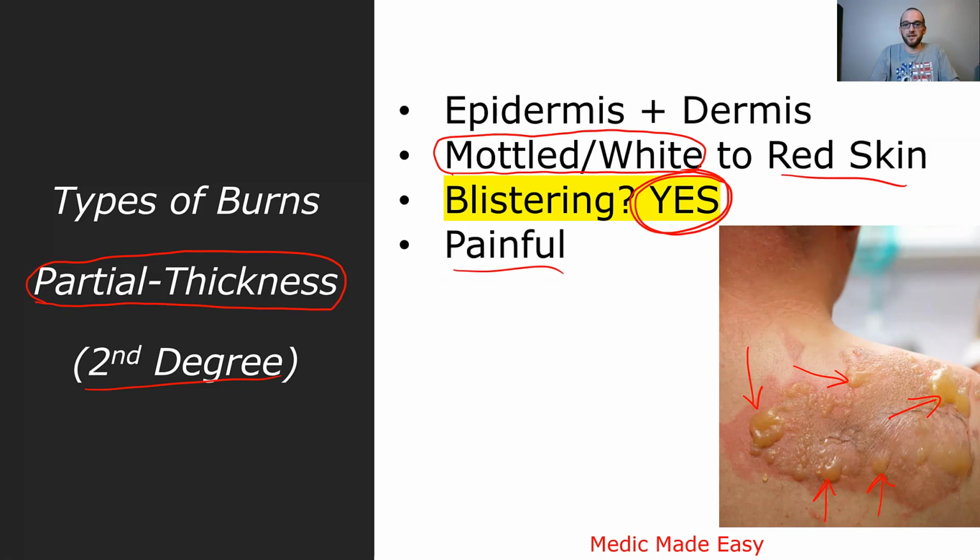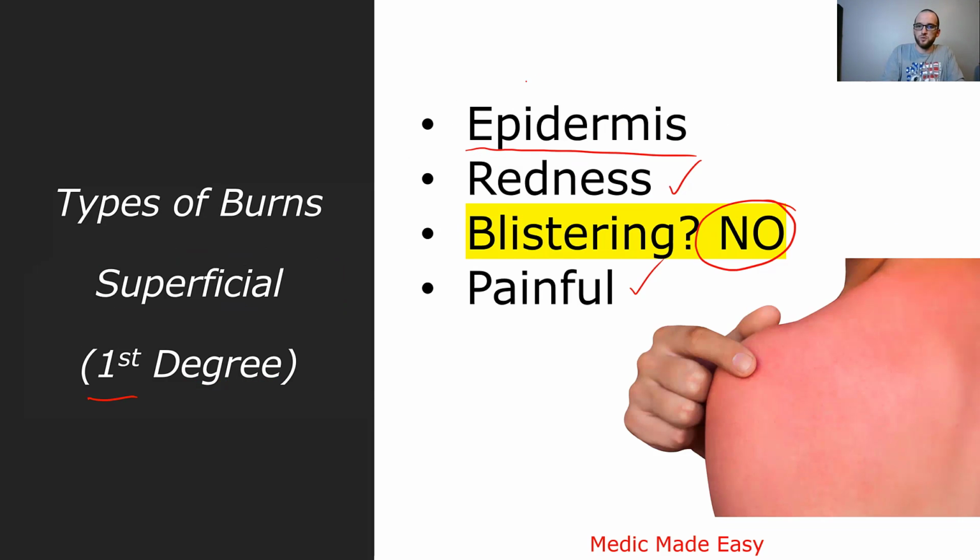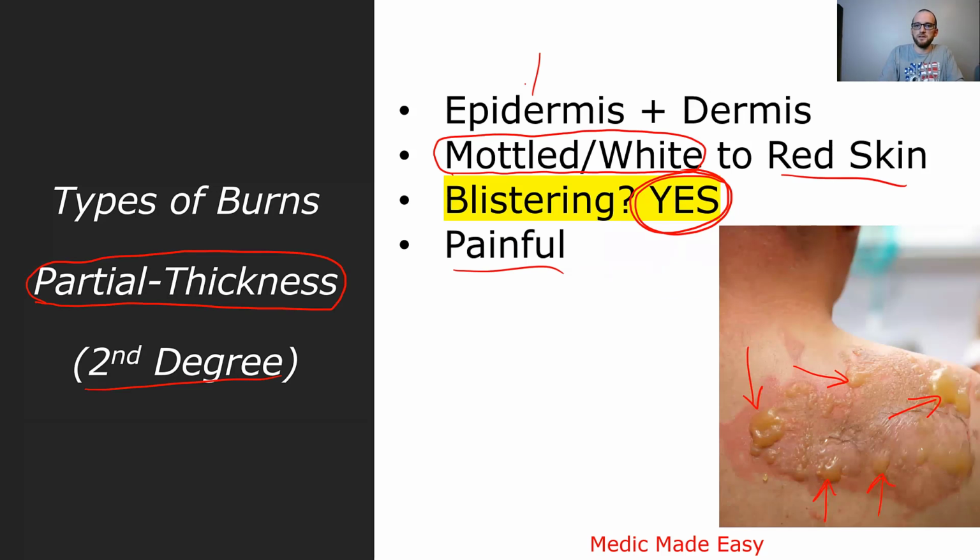So partial thickness or second degree burns, biggest part is the blistering. Still painful. And then again, you may have some skin color changes, and you can see the superficial was really just that epidermis layer. Partial thickness is now getting deeper. It's getting down into those deeper layers where the nerves and the blood vessels are. That's why it's probably going to be even more painful, even more issues going on with it.